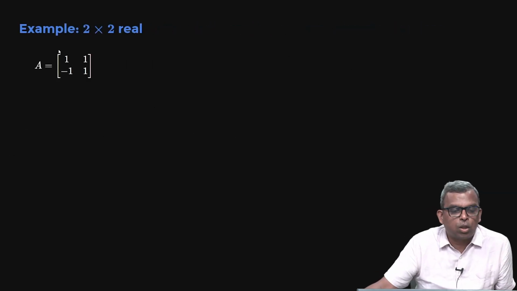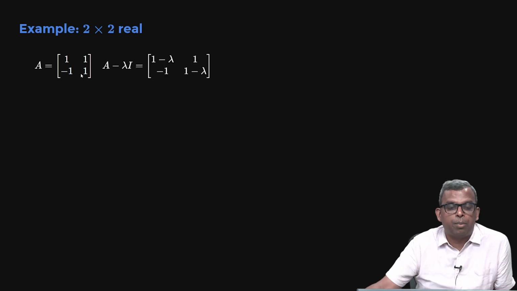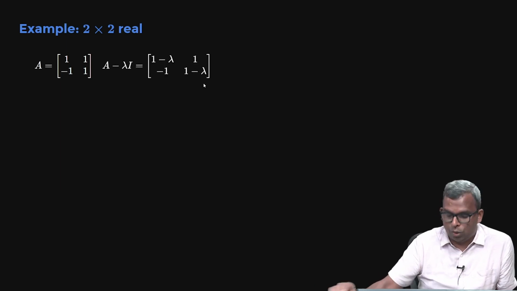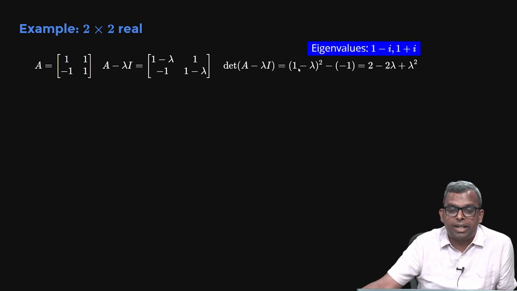So here is a 2 cross 2 real matrix. If you do the eigenvalue computation, you do A minus lambda I, the usual method, and then find the determinant of A minus lambda I. You'll get 1 minus lambda whole squared minus of minus 1. So you get 2 minus 2 lambda plus lambda squared, and lo and behold, you got complex eigenvalues. The eigenvalues are 1 minus i, 1 plus i.